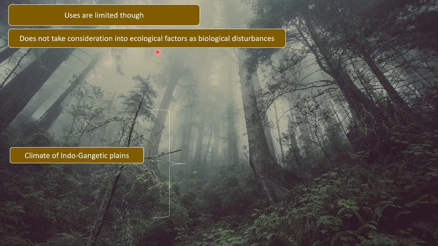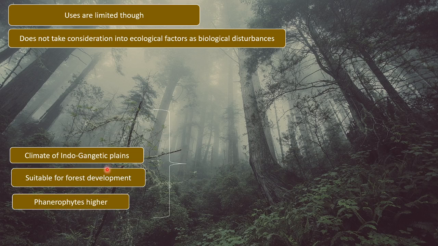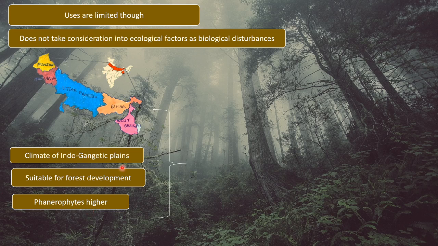Now this we can understand with an example, which is of the Indo-Gangetic plains. Now the climate of the Indo-Gangetic plains, actually it has to be forest. Okay, let me first explain to you what the Indo-Gangetic plain is, because I think you might not know. The Indo-Gangetic plains are actually suitable for forest development, so phanerophytes should have been higher there. But let us first understand what the Indo-Gangetic plains are.